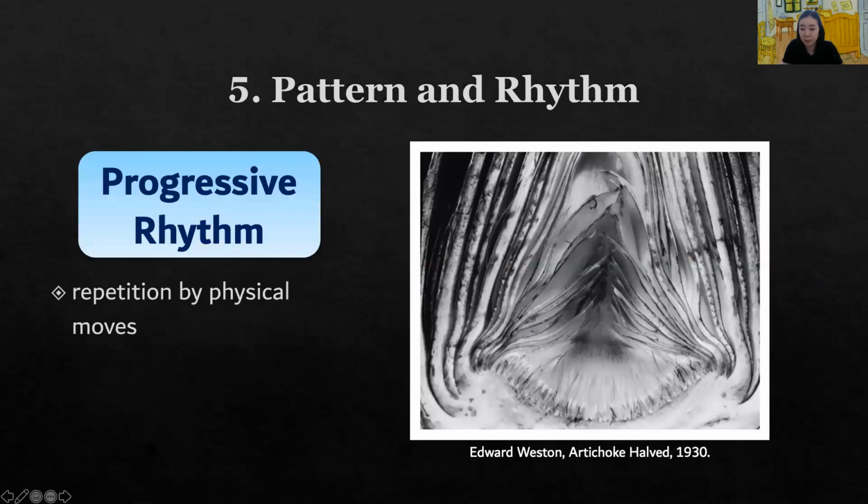And the progressive rhythm. So repetition that regularly increases or decreases in frequency creates a progressive rhythm as the eye moves faster or slower across the surface of the work. So for example, capturing slow motion by photograph.